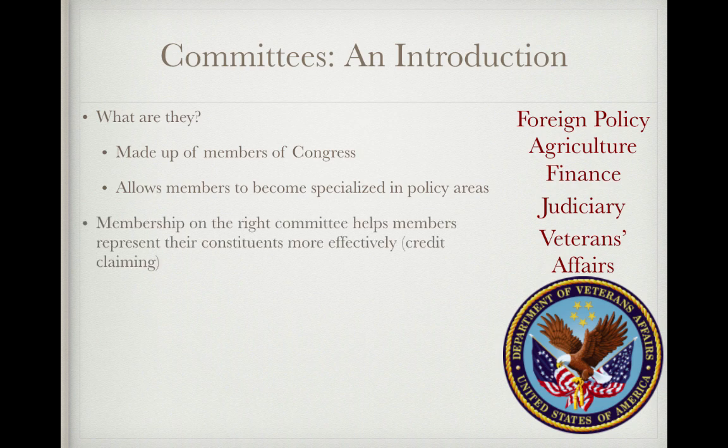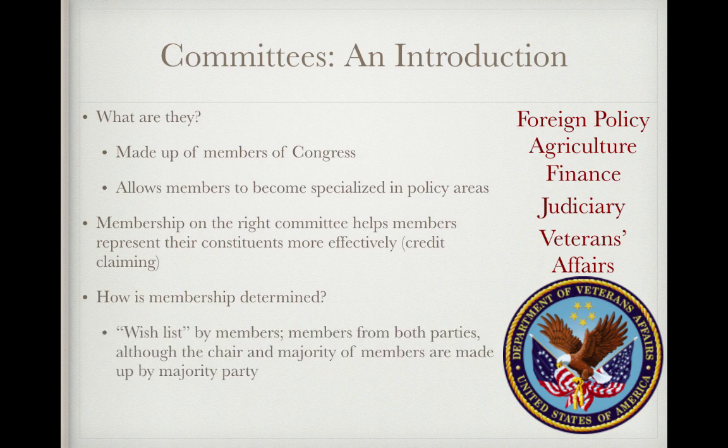Membership on the right committee can help members represent their constituents more effectively. Credit claiming: they could say, hey, because I served on this committee, I was influential in this, which benefited you, my constituents, and our area.